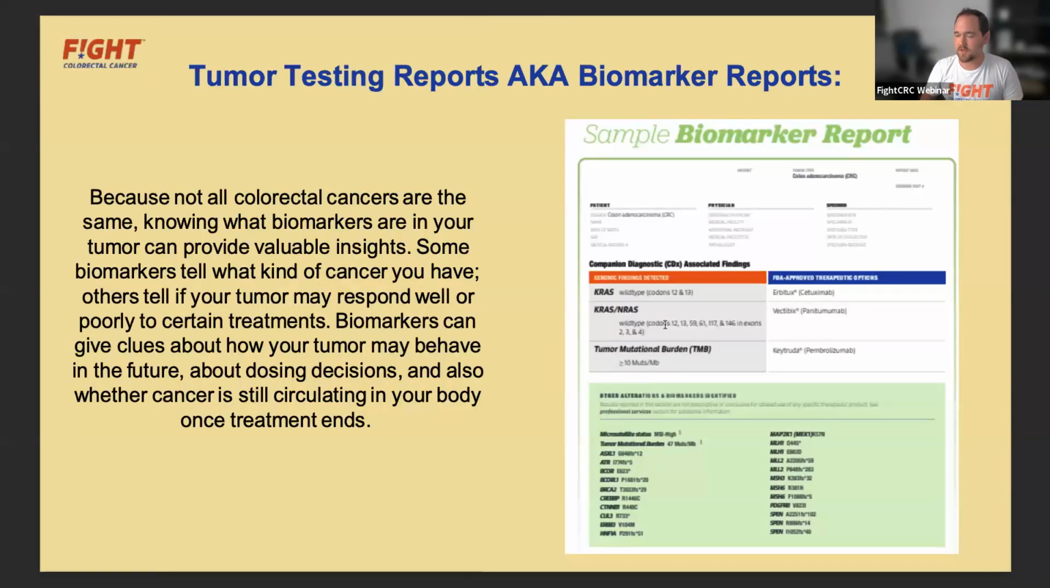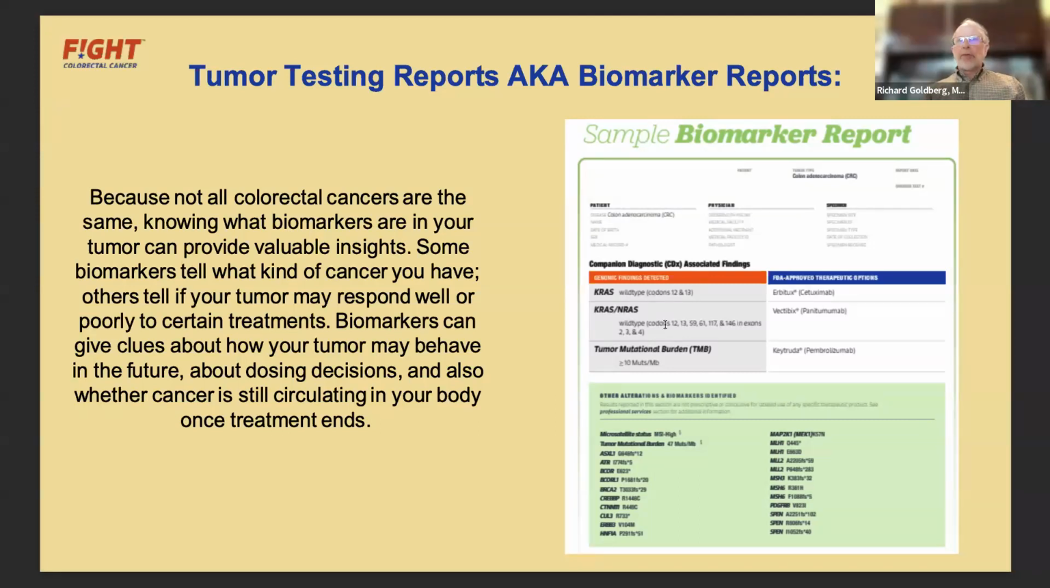So for tumor testing reports and biomarker reports, with Dr. Goldberg to talk a little about this, what can patients expect to see on the report? What should they be on the lookout for? Really, what are the takeaways that they're trying to find when they get this report in front of them, or if they get this report in front of them?